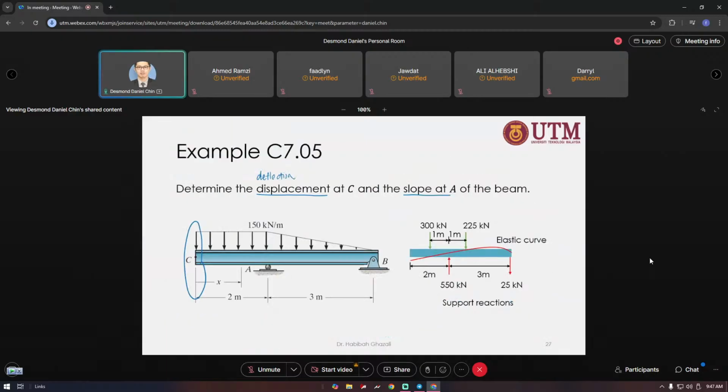But if you take a look at the illustration, you can see that the displacement must be negative because it will deflect downward. So when you get negative 720 over EI, your answer is logical. And then the slope at A, you can see the slope is increasing, right? So theta here, you get 210 over EI, positive, which means your answer is also logical. Right?